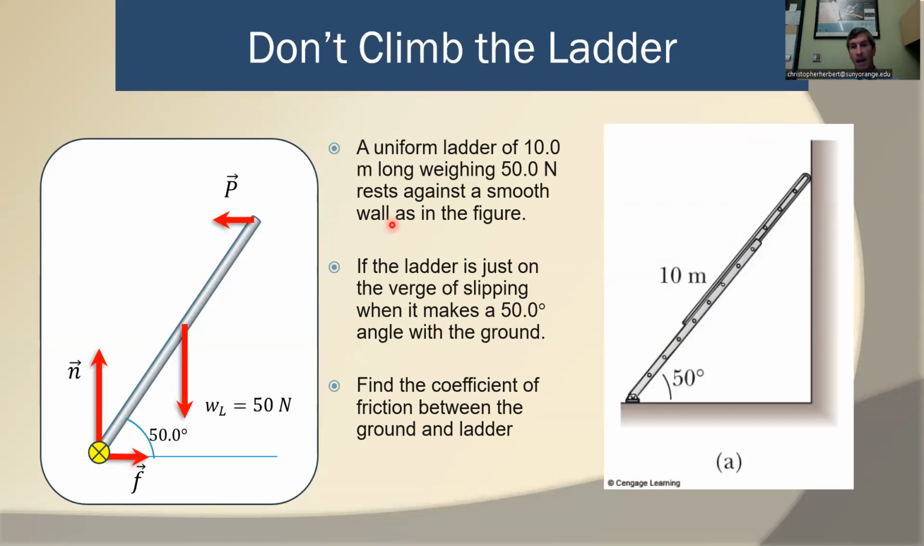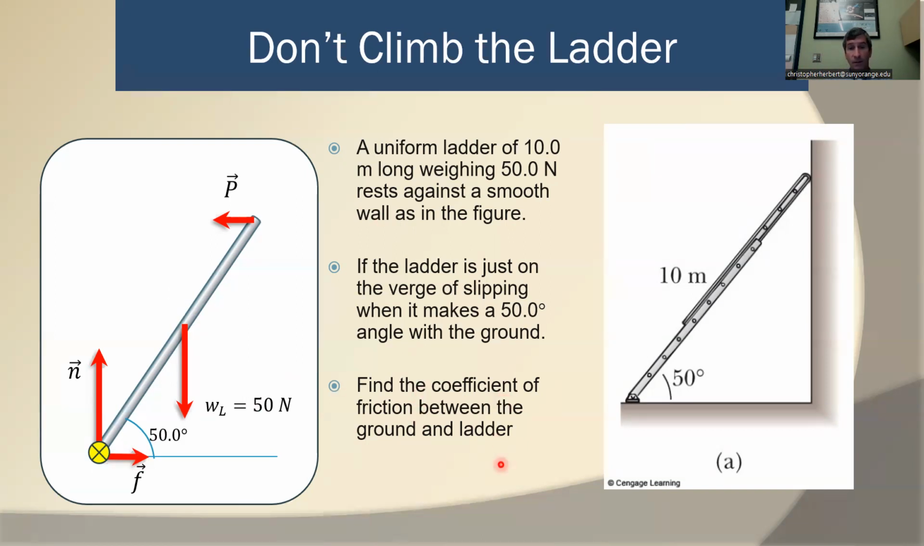A uniform ladder 10 meters long, weighing 50 newtons, rests against a smooth wall, as in the figure. If the ladder is just on the verge of slipping when it makes a 50-degree angle, what does this mean? It means that this frictional force has reached its maximum value. Remember, friction is less than or equal to mu times N. So we're at the maximum value for friction, so friction now equals mu times N.